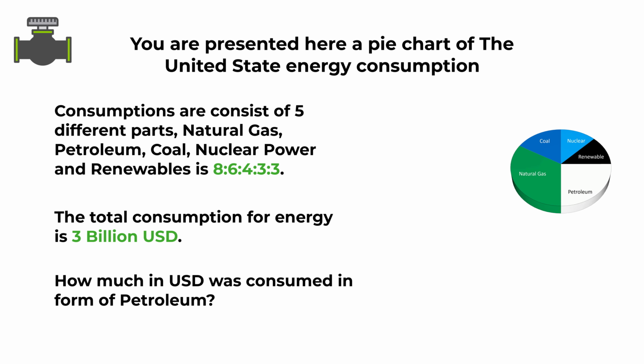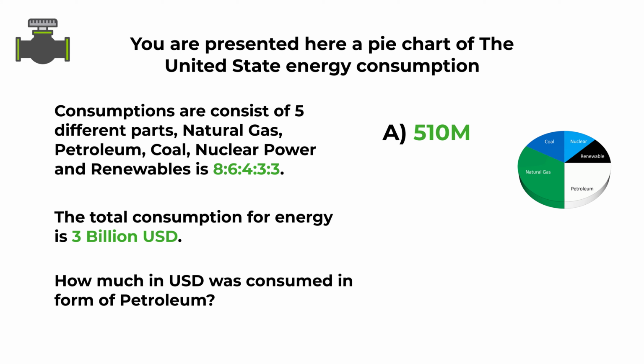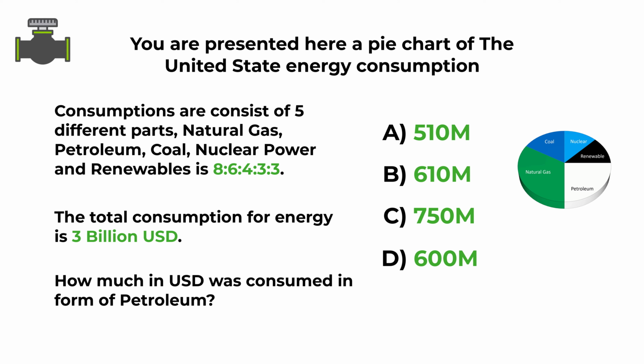You're presented with 4 different choices. Choice A, $510 million. Choice B, $610 million. Choice C, $750 million. And choice D, $600 million. Can you calculate the answer?